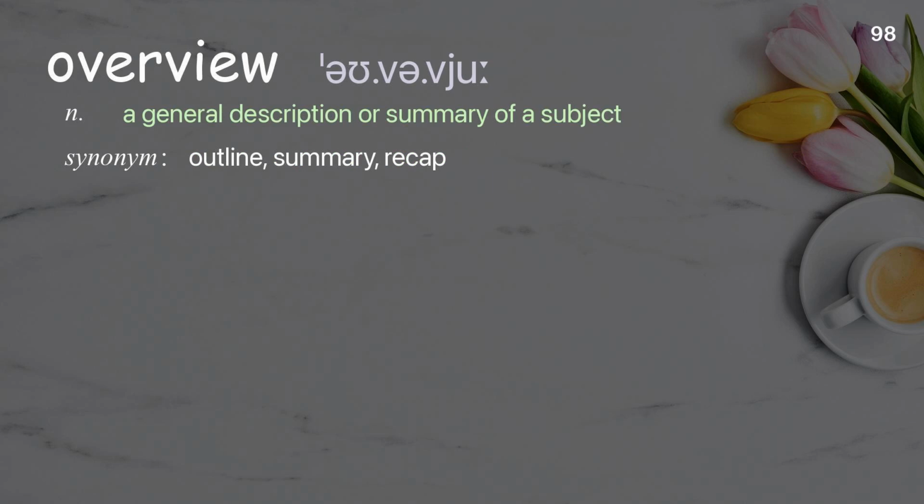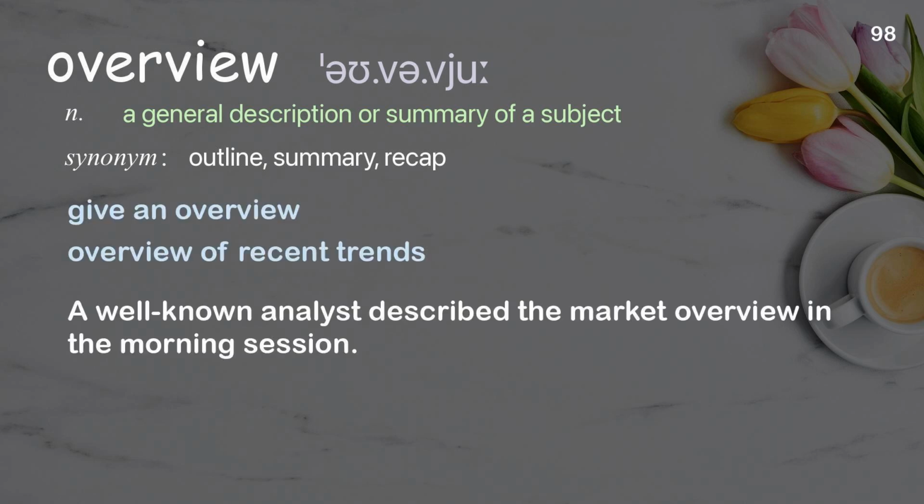Overview. A general description or summary of a subject. Examples. Give an overview. Overview of recent trends. A well-known analyst described the market overview in the morning session.